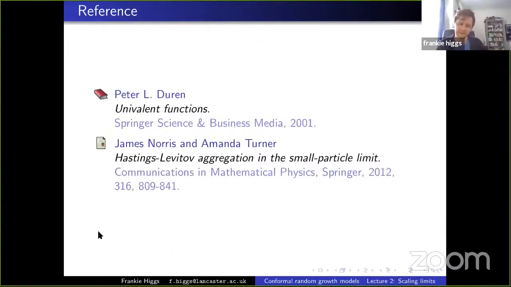I'd just like to quickly thank James and Amanda, whose paper I have followed extremely closely in this lecture, but I haven't done it justice by any means. There are far more results than just the one I've talked about, including the branching structures of the branches that make up the Hastings-Levitov cluster, which is very interesting. And if you're interested in the Carathéodory stuff, I know that's not something people spend a lot of time thinking about in this field, I would recommend the appropriate chapter in Duren's book on univalent functions.